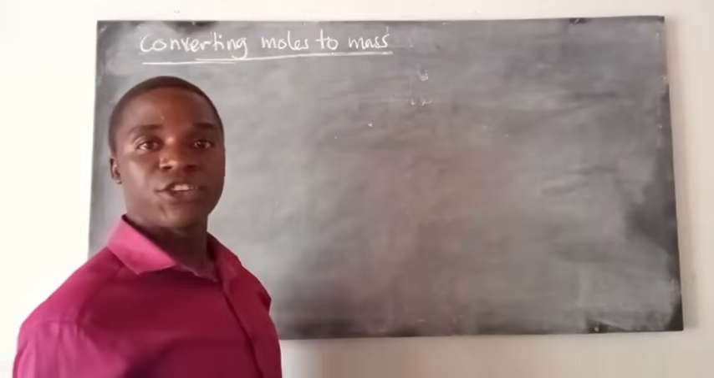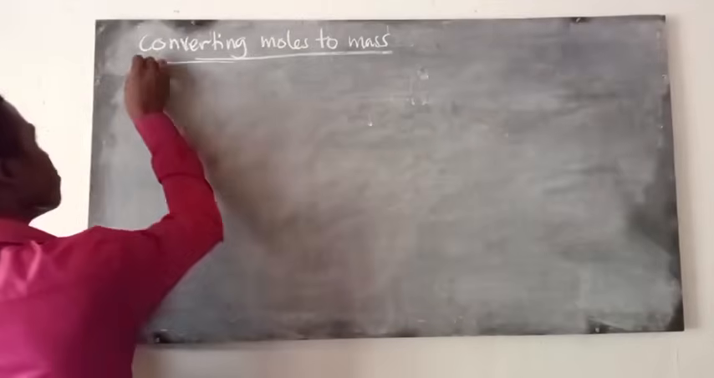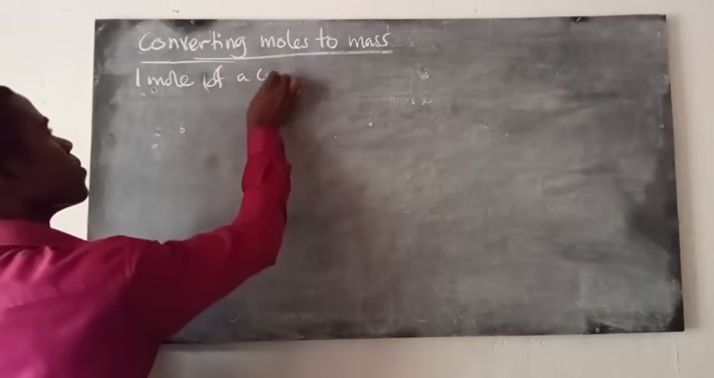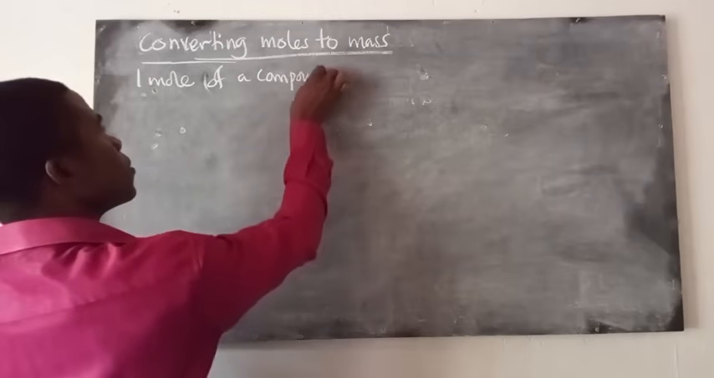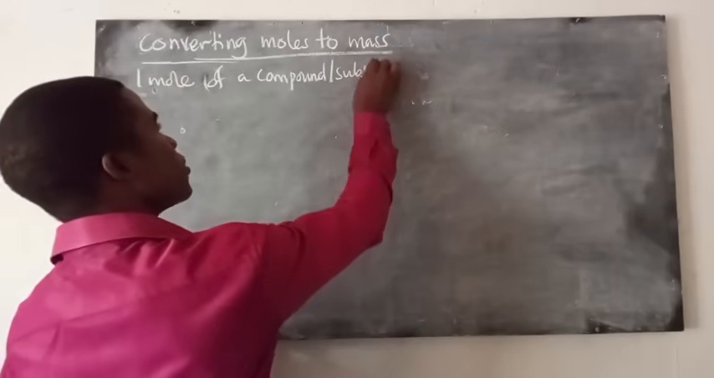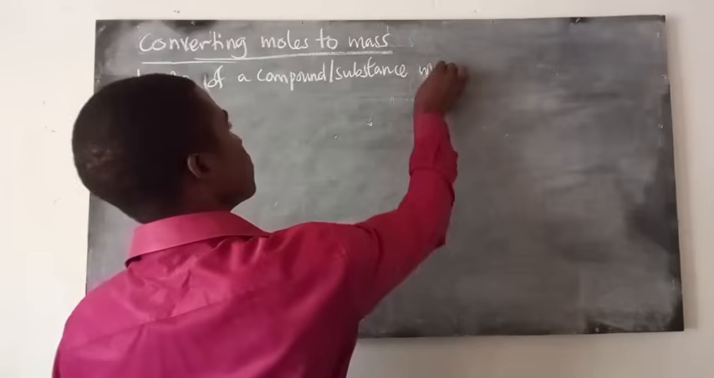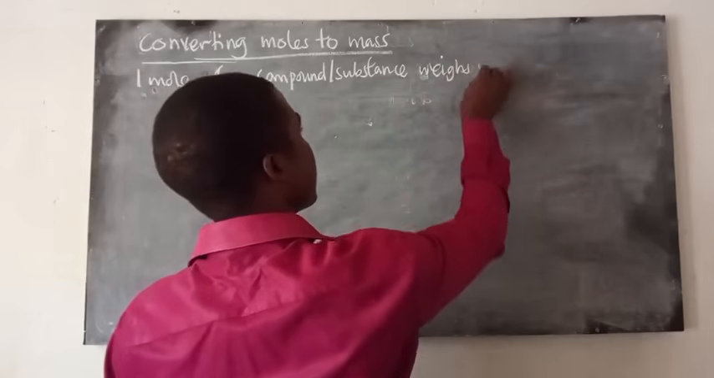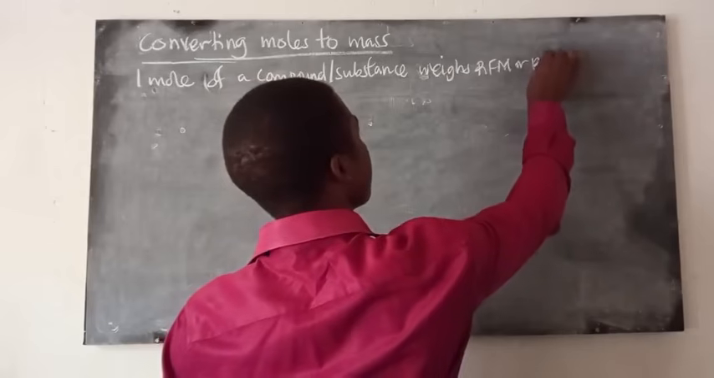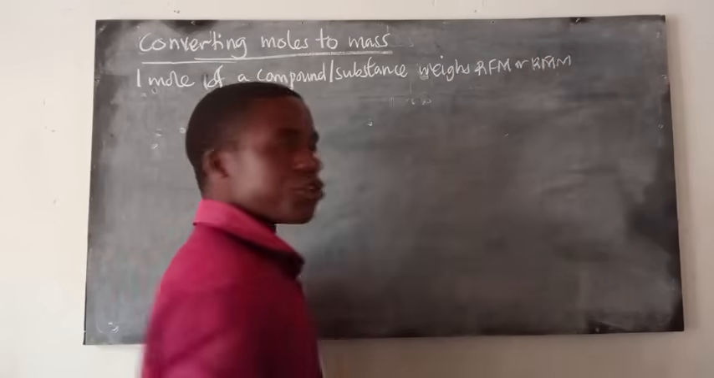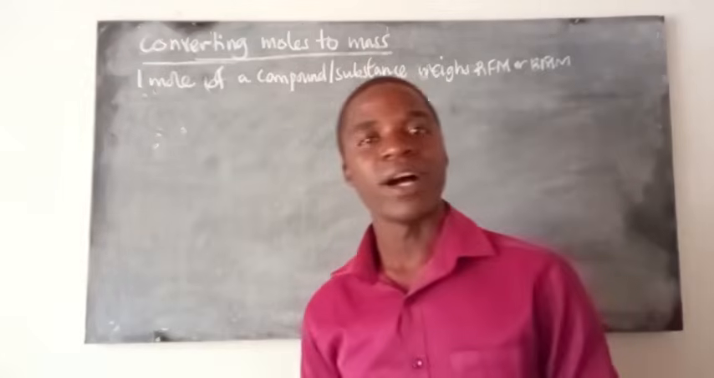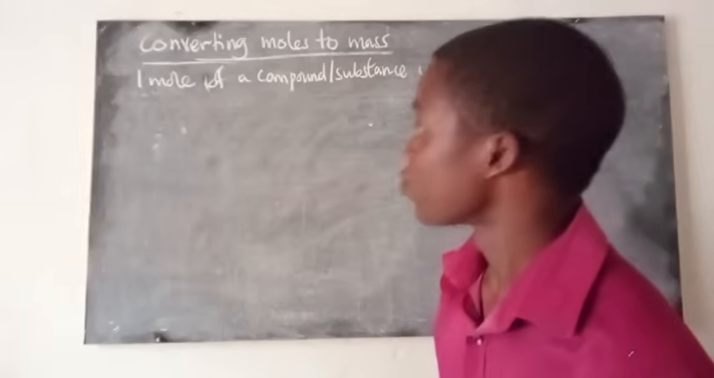So the same relationship will be used. 1 mole of a compound, or any substance, weighs its RFM or formula mass. So 1 mole of a substance will be equivalent to the molecular mass or the formula mass of a substance. That's what we want to look at.